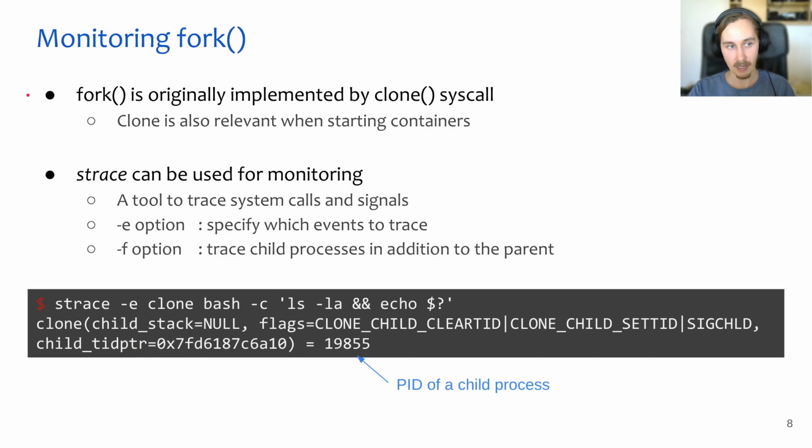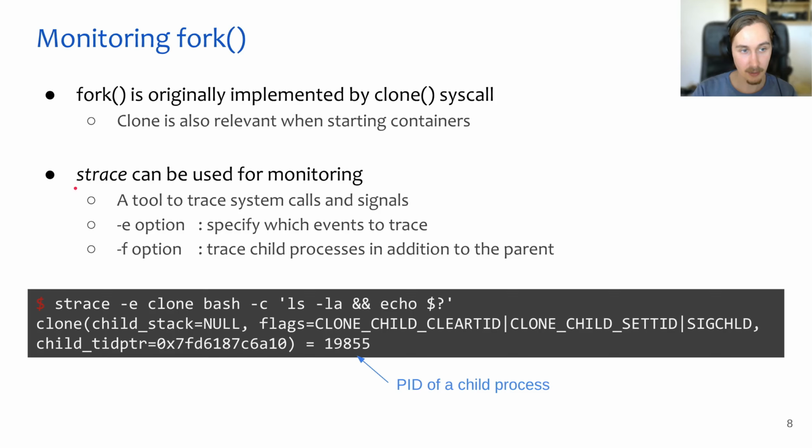If we look at how our C library implements fork, we will find that typically it doesn't actually use the fork system call, but the clone system call. Clone is basically just more capable. It has more options than fork. And in fact, it is so powerful that it is also the mechanism used to start containers. So this is basically what Docker, for example, uses.